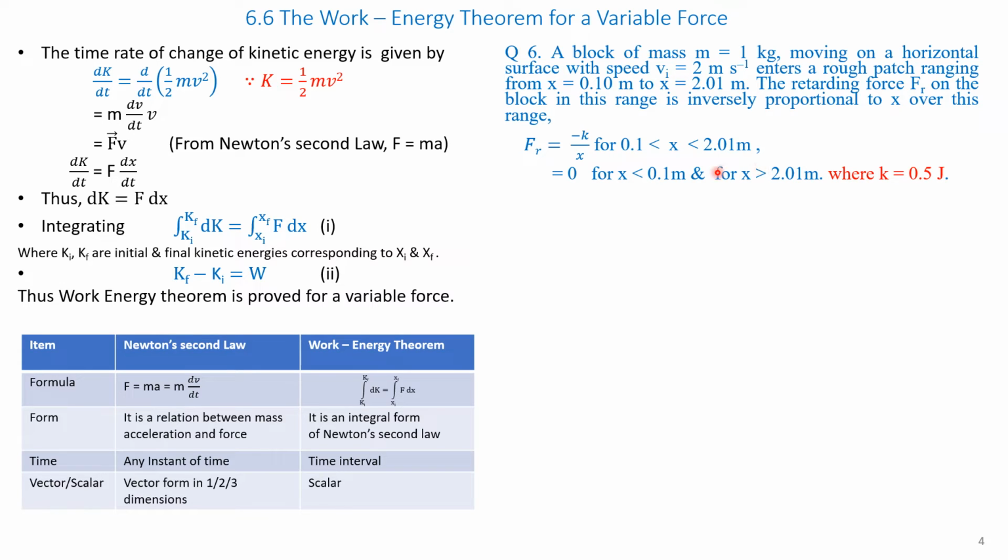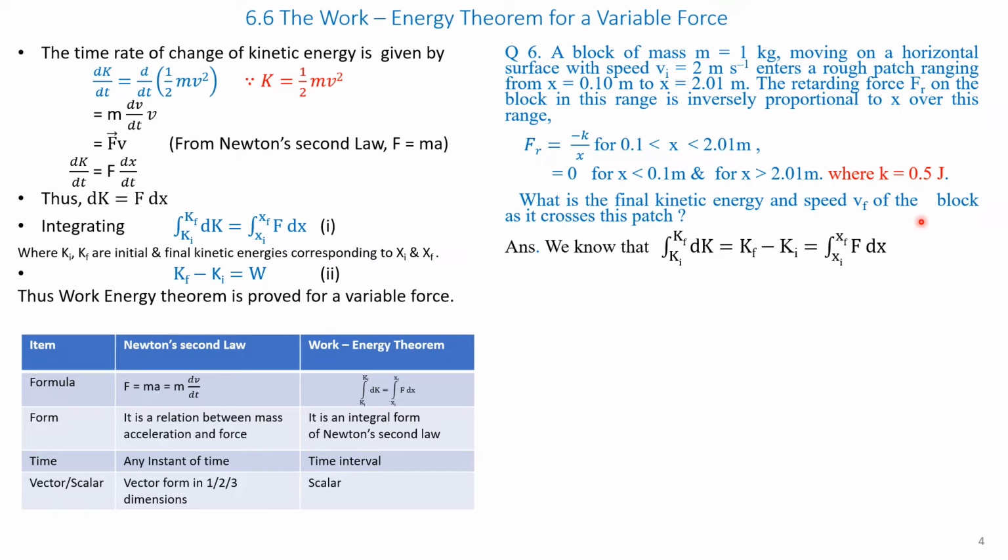This relationship is applicable between 0.1 meter to 2.01 meters, and it is 0 for the rest of the position, that is for x less than 0.1 meter as well as for x greater than 2.01 meters, retarding force is 0. Here k is given as 0.5 joules. What is the question? What is the final kinetic energy? We have to find the final speed of the block as it crosses this patch. So we have to find capital K suffix F and V suffix F.